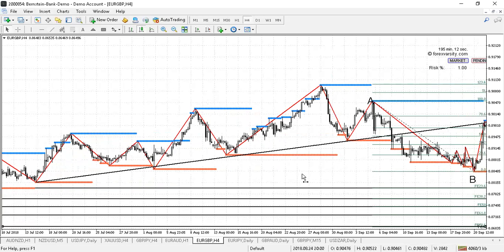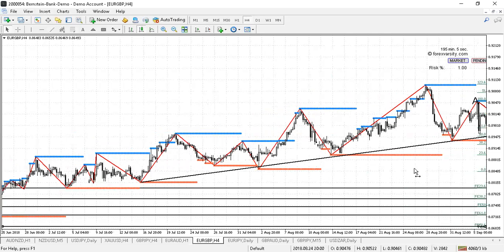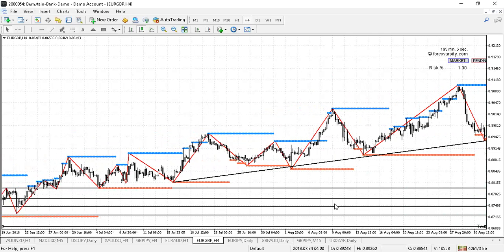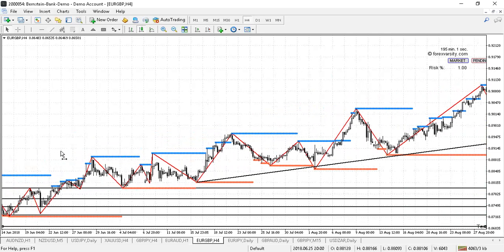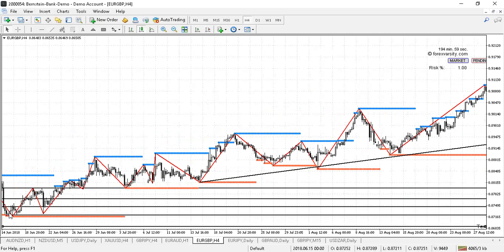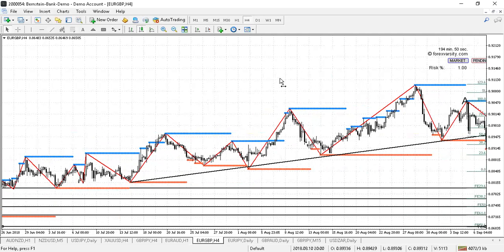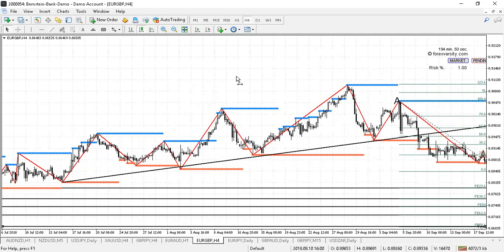The other thing is that when I'm zooming back here, I'm also seeing this prominent level. So that to me is quite a coincidence, that exactly on that line there you've got that support and resistance. So that could also be a possible target. So let's have a look and see what exactly happened.